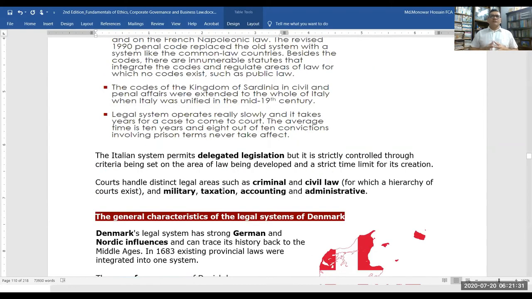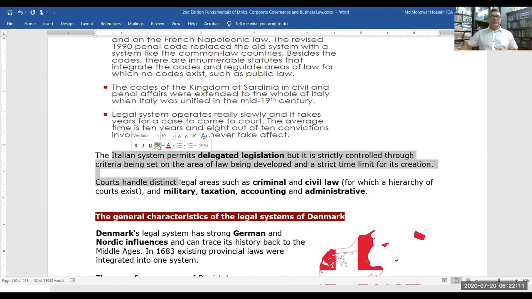The legal system in Italy is based on Roman law, and it is mainly a civil law system. The code of the Kingdom of Sardinia, civil and penal, was extended to the whole of Italy. The legal system operates really slowly and takes years for cases that come to court. The Italian system permits delegated decisions, but they are strictly controlled through criteria set in the area of the law being developed and a strict time limit for its creation.